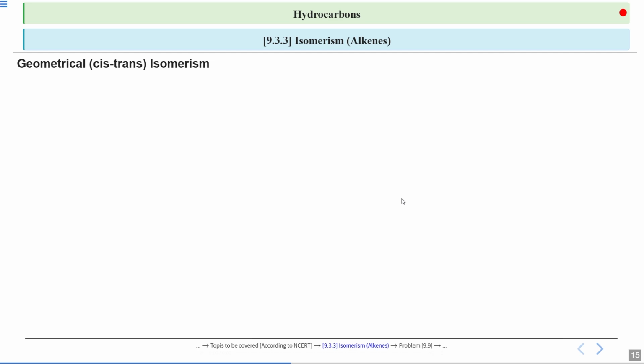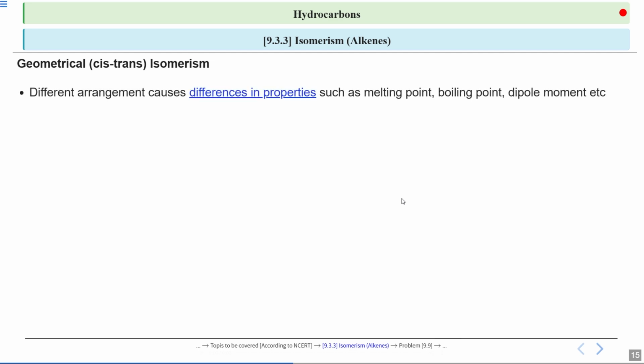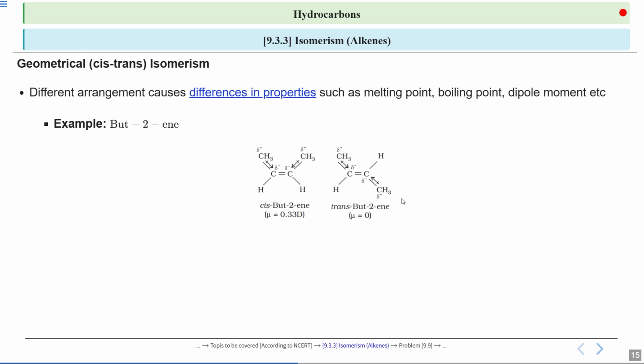Now, continuing with the topic of geometrical isomerism, you have seen that different arrangements can cause variations in properties such as melting point, boiling point and dipole moment. This is important because it affects how a substance behaves in different conditions. For example, we are taking but-2-ene to exhibit this change in physical and chemical properties. We have two structures given here for but-2-ene, which are cis-but-2-ene and trans-but-2-ene. In cis-but-2-ene, both CH3 groups are present on the same side of the carbon double bond.